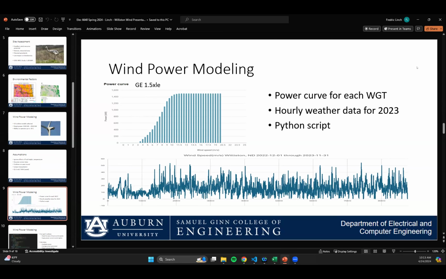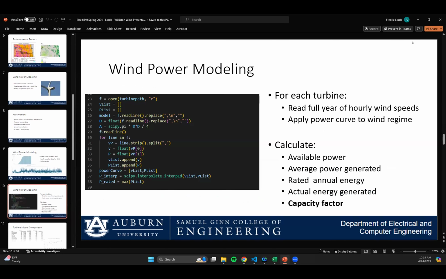So this is an example of one of the power curves. This is for the GE 1.5 XLE, which was one of the smaller ones that we looked at. And then at the bottom is the hourly wind data that we got from Visual Crossing for the year 2023. So that goes from December 1st of 22 to November 31st, and then we were able to just use a Python script to match those up and then do our calculations to compare.